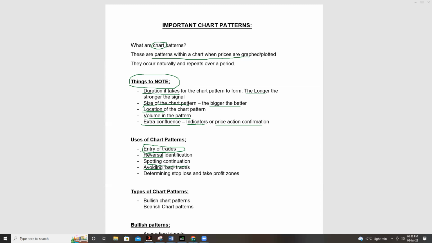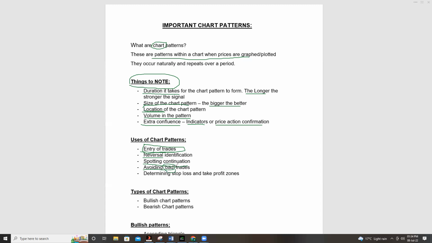If now everything points to it being a false breakout, are you going to join that trade? No, you're not. So what will you have done? You will have used the chart pattern and extra confluence to avoid a bad trade.